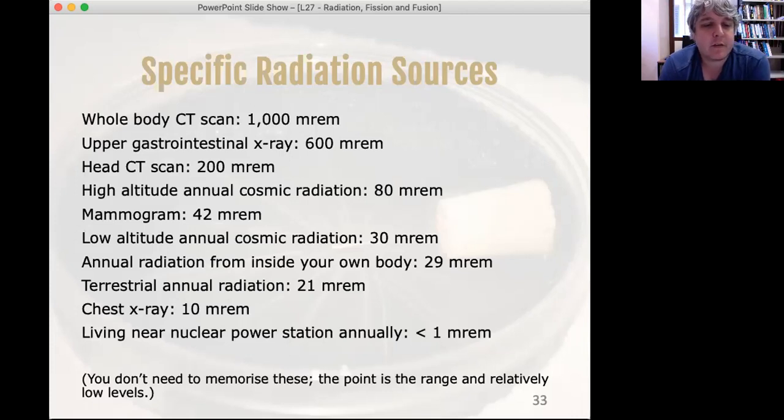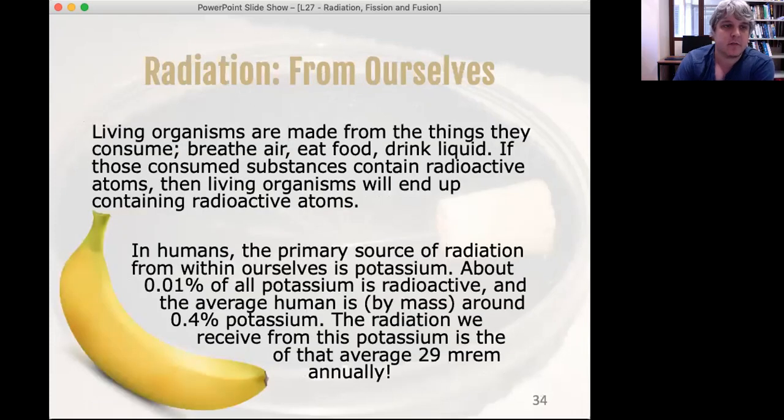A mammogram, 42 millirem. Annual radiation from inside your own body, 29 millirem. Terrestrial annual radiation, so from the ground up to us, 21 millirem. A chest x-ray is 10 millirem, and living near a nuclear power station annually is not measurable, right? It is less than a millirem, right? Less than a millirem. Don't memorize them, don't even bother writing them down unless you find them fascinating. The point is there's a huge range and they're all low. Everything that you encounter in your daily life, low energy, low radiation risk.